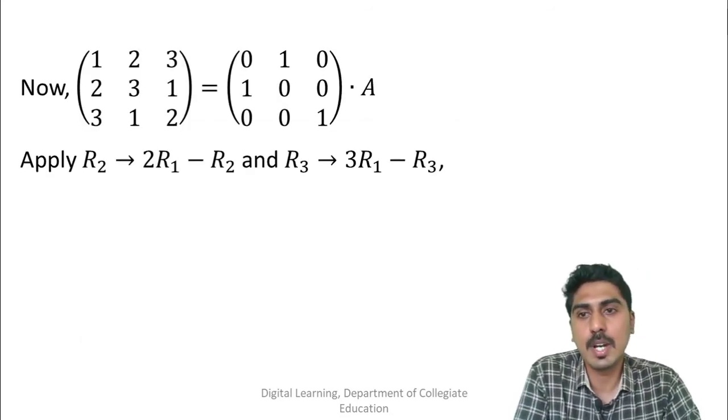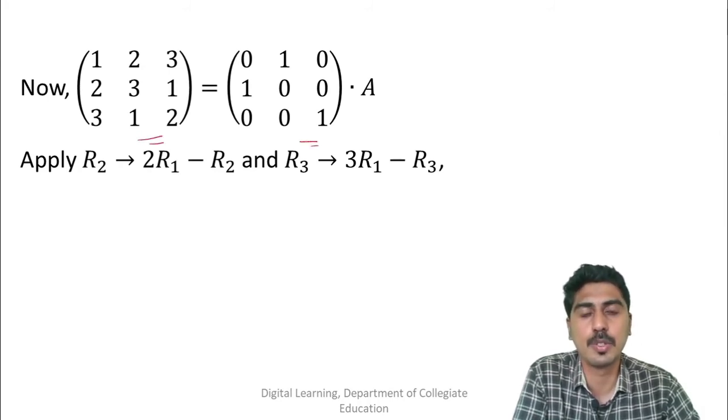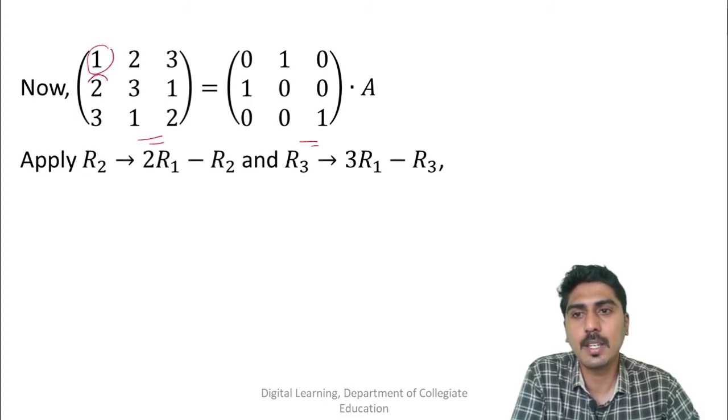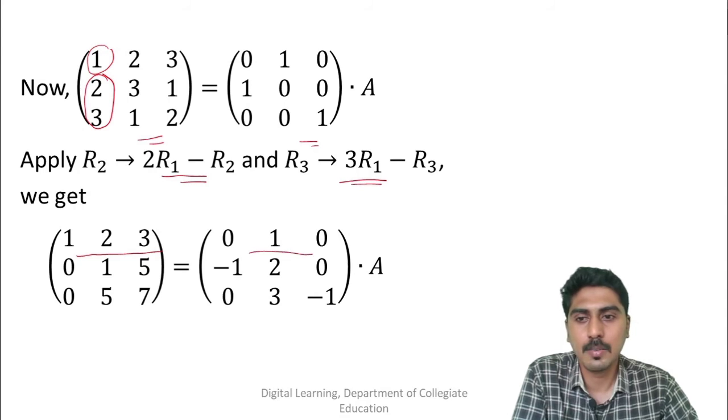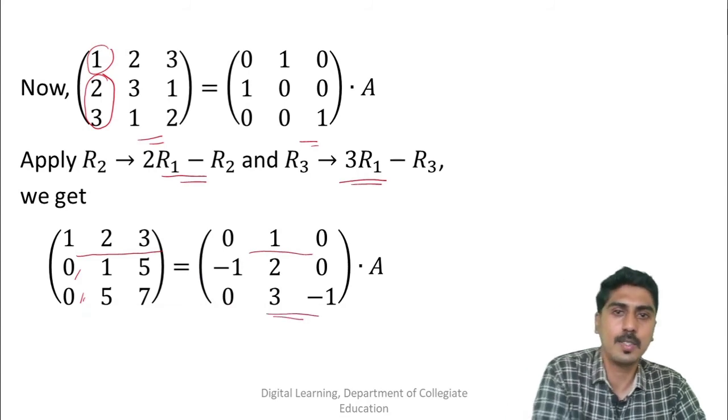Now we have 1 2 3, 2 3 1, 3 1 2 is equal to 0 1 0, 1 0 0, 0 0 1 into A. As we have 1 here, we can make these two elements 0 by applying the operations R2 changes to 2R1 minus R2 and R3 changes to 3R1 minus R3. So we get row 1 unchanged, we get 0 and 0 here, we get 0 1 5, 0 5 7, minus 1 2 0, 0 3 minus 1.